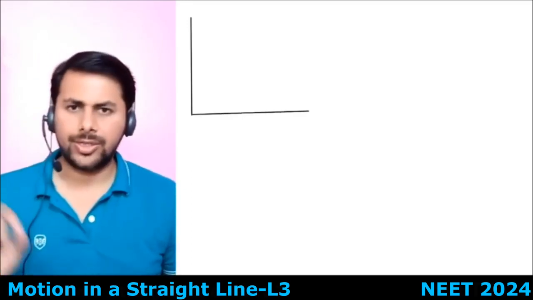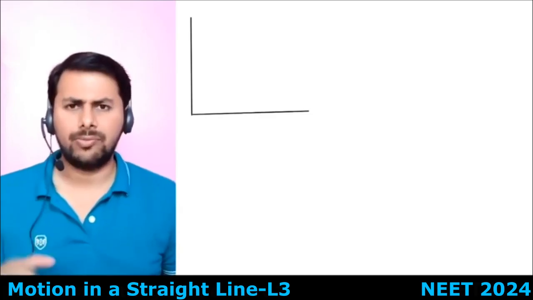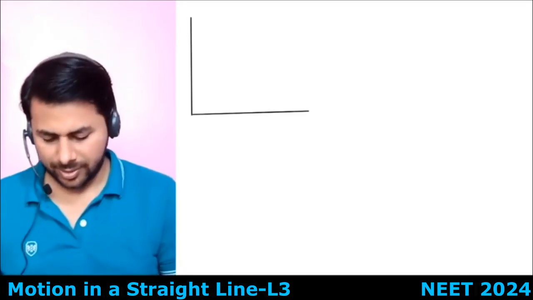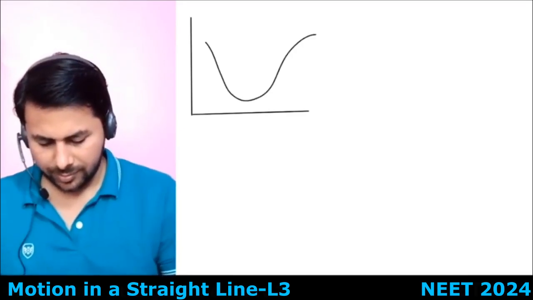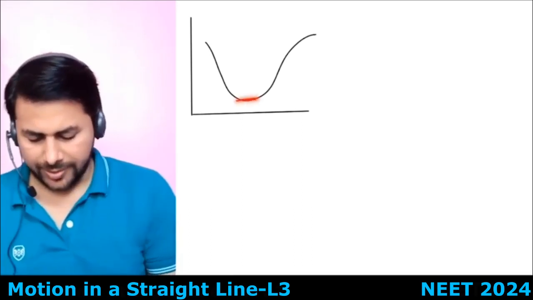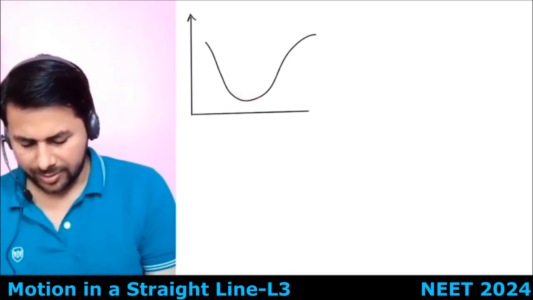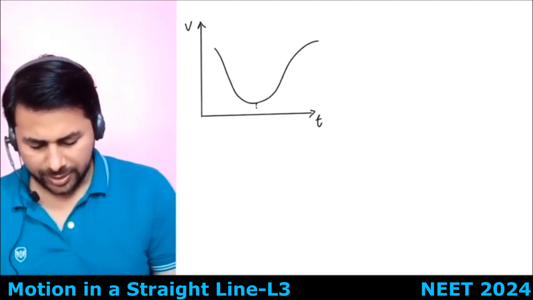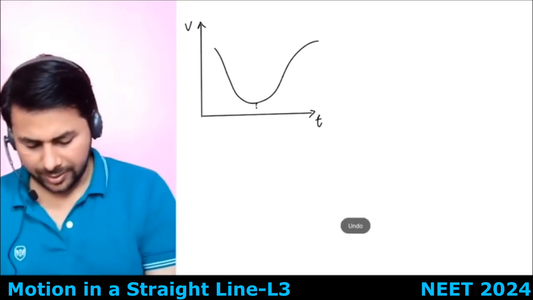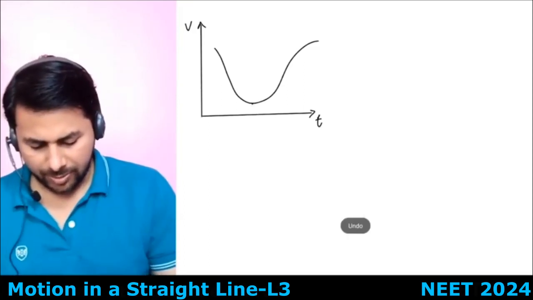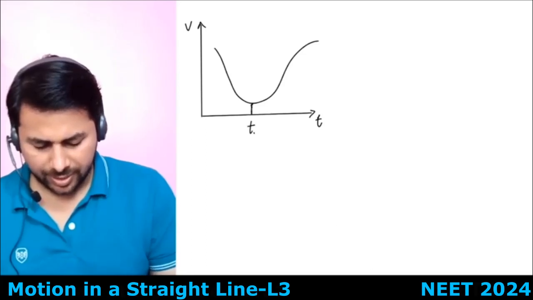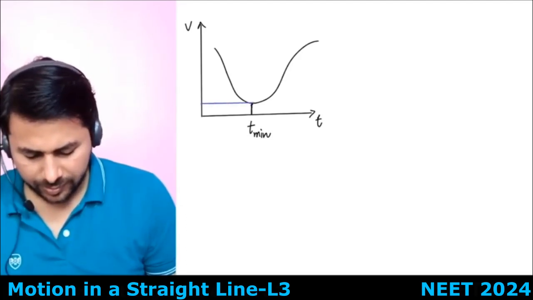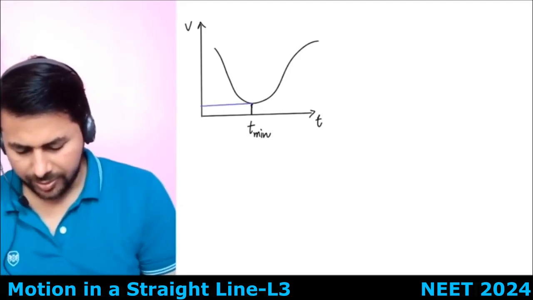In most of the questions we will need only the first derivative. There will be very few questions actually where we will need to check the second derivative. So this is the minimum point. This is your vt curve and the velocity is minimum at this point. It is minimum, right? So this is the t for which velocity is minimum, and this is that minimum value of velocity.